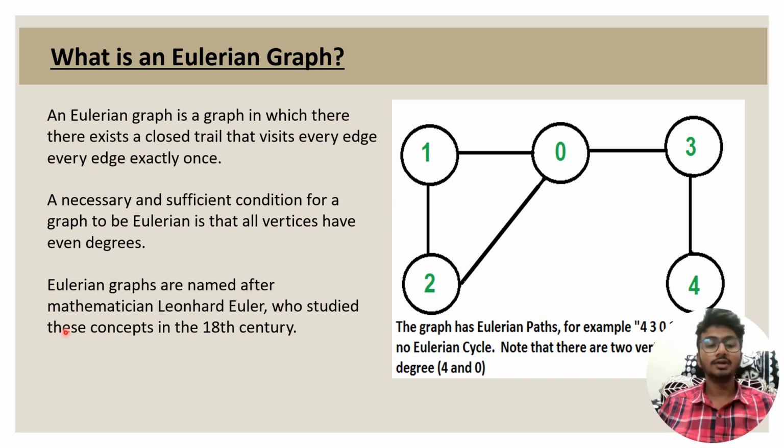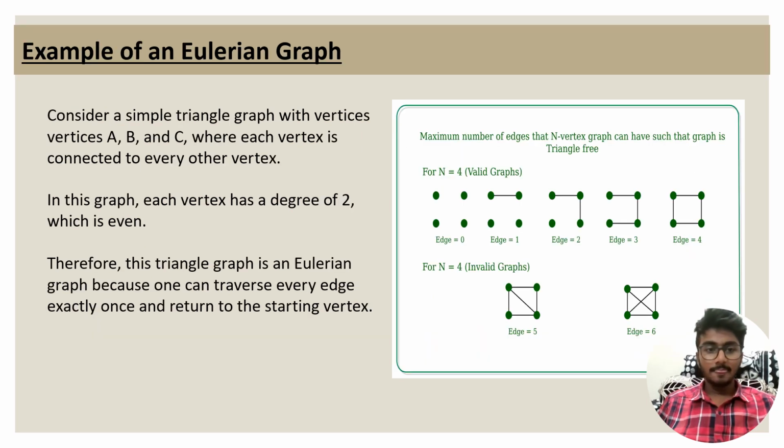Eulerian graphs are named after the mathematician Leonhard Euler, who studied these concepts in the 18th century. Let me show you here the graph Eulerian paths from examples 1, 2, 3, 4. Example of an Eulerian graph. Let me show you an example.